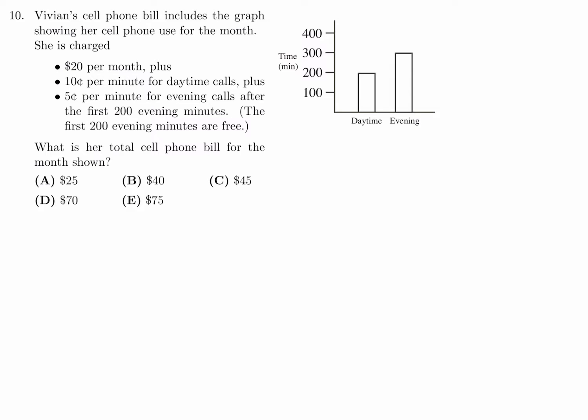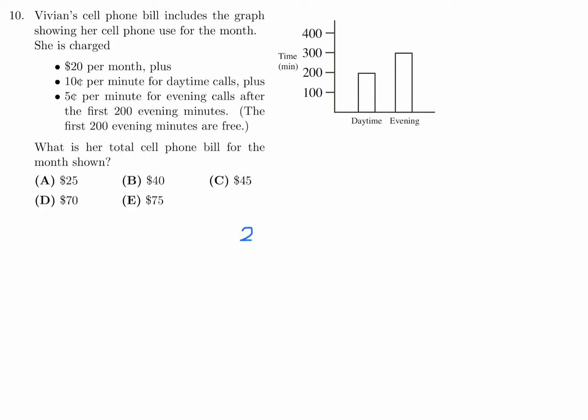Vivian's cell phone bill includes the graph showing her cell phone use for the month. She is charged $20 per month plus 10 cents per minute for daytime calls plus 5 cents per minute for evening calls after the first 200 evening minutes. The first 200 evening minutes are free. What is the total cell phone bill for the month?